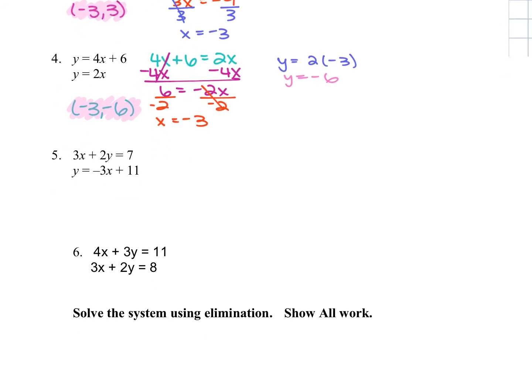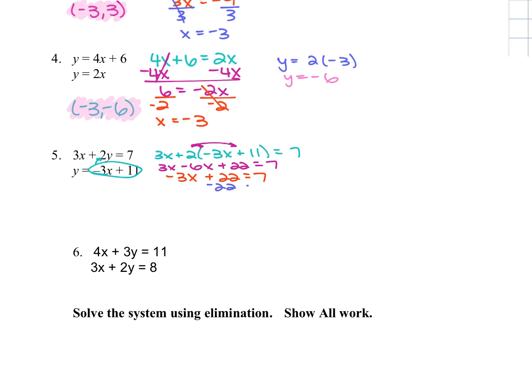For number 5, we have 3x plus 2y is equal to 7, and y is equal to negative 3x plus 11. We're going to take the negative 3x plus 11 and plug it in for y in that top equation. So we're going to have 3x plus 2 times negative 3x plus 11 is equal to 7. From here, we're going to distribute that 2 in. So 3x minus 6x plus 22 is equal to 7. The 3x minus 6x is negative 3x plus 22 is equal to 7.